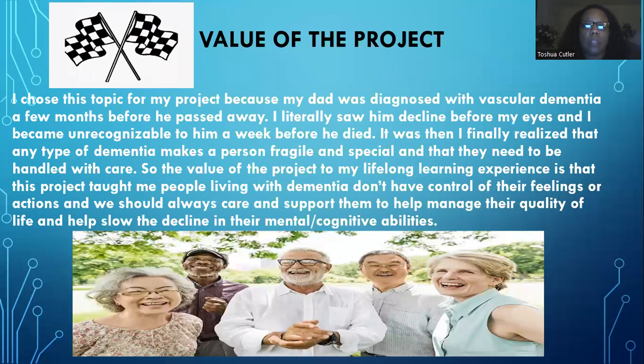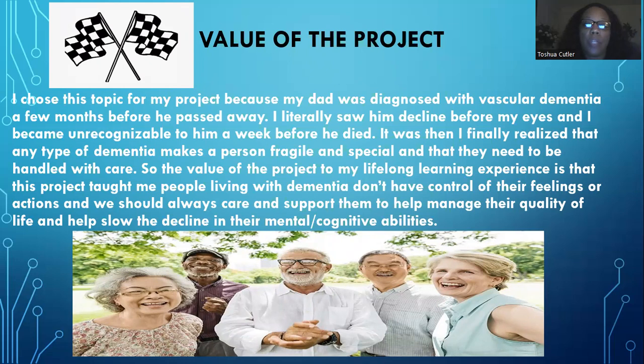I chose this topic of caring for patients with dementia because my dad was diagnosed with vascular dementia a few months before he passed away. I literally saw him decline before my eyes, and I was not recognizable to him a week before he died. It was then that I finally realized that any type of dementia makes a person fragile and special, and they need to be handled with care.